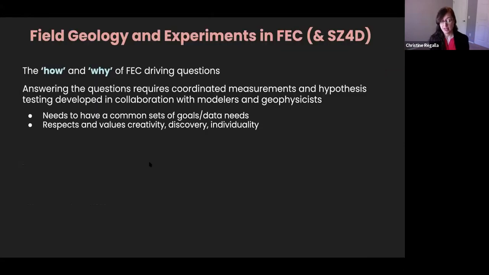So next I'm going to hand this over to Daniel to discuss the roles of the geology and experimental communities in these efforts. Thanks, Christine.